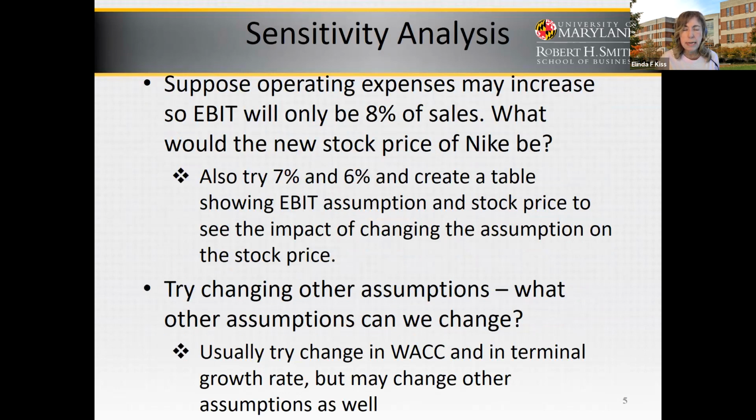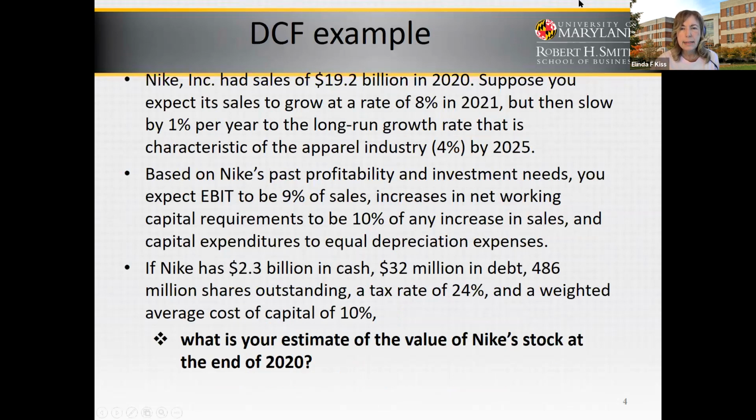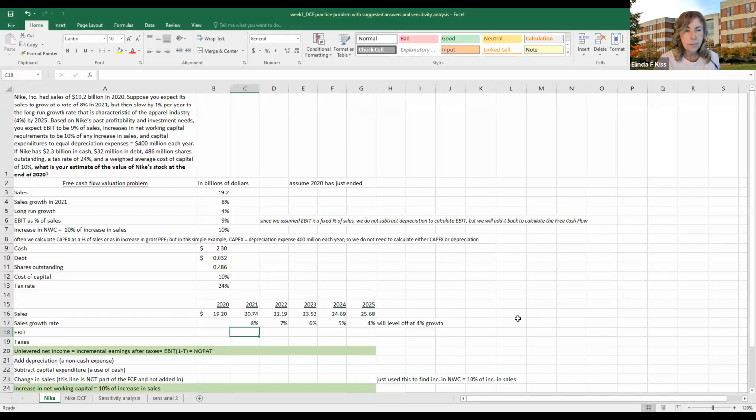After we do the DCF calculation, we will also do a sensitivity analysis, as you're required to do that for many of your cases. And in my example, I'm just going to change EBIT as a percent of sales, but you could try changing the WACC, the terminal growth rate, or other assumptions as well. So let me go to a new share, and I have the Excel, and I'm going to work through the problem with the Excel. So again, I've repeated the case.